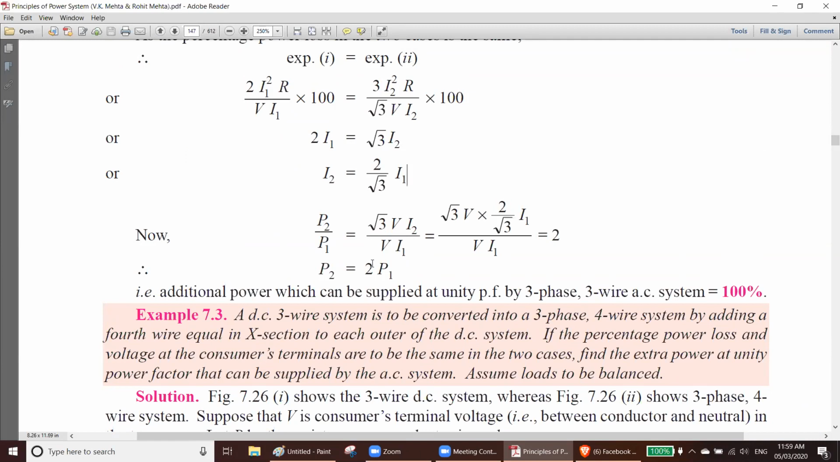Here V and V are gone. In place of I2, you write 2 by root 3 I1. Your root 3 is gone, your I1 is gone, and you are left with only 2. That means your P2 is equal to 2 P1. That means you can supply twice the power.